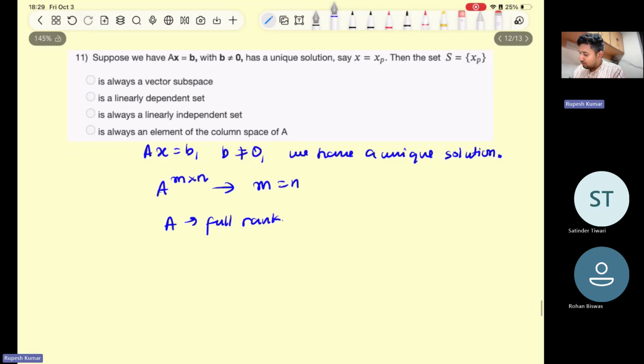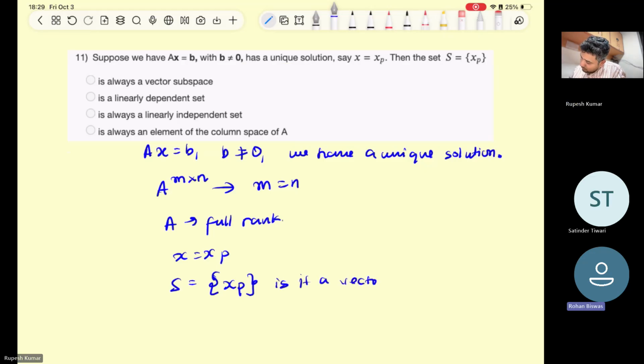Now the question says, let's say x equals to xp is the solution. Then what about the set S equals to xp? The set containing xp, is it always a vector space? Option A, anyone? Can you say, is it a vector space? No, sir. Zero is not there. So the zero vector won't be there.